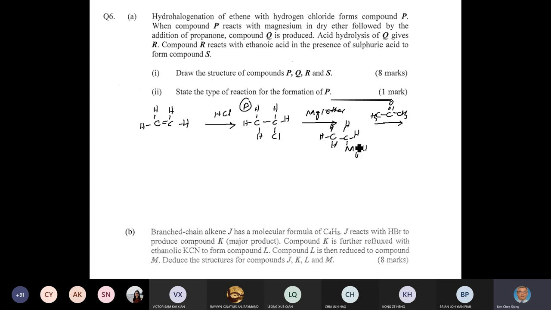This is the Grignard reagent and it is going to react with ketone. So you take your common sense idea. Mr. Lim says when Grignard reagent reacts with ketone, it is able to form a tertiary alcohol. This is common sense. Now, with our propanone, compound Q is produced. This is compound Q. How does it look? Look here. This is a ketone.